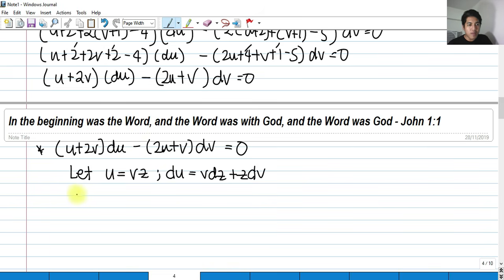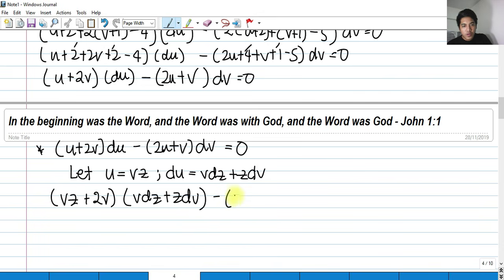So if we substitute that, we have bz plus 2v, okay, is now equal to du, which is v dz plus z dv, minus 2 times the u, which is vz, which is simply 2vz, plus v multiplied by dv, simply dv itself, so equals 0.